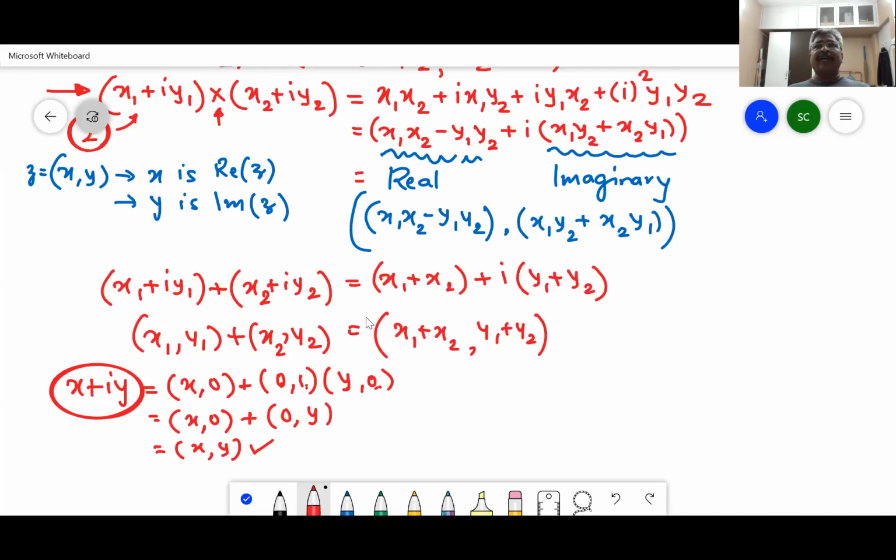The advantage of x plus iy is you need not remember the addition or multiplication definition. You directly do the algebra. The only additional thing you will require to use, other than the multiplication and addition of real numbers, is that i is the square root of minus 1. That is the only additional thing that you are required to use while doing algebra. Otherwise, x plus iy is going to be a wonderful notation.